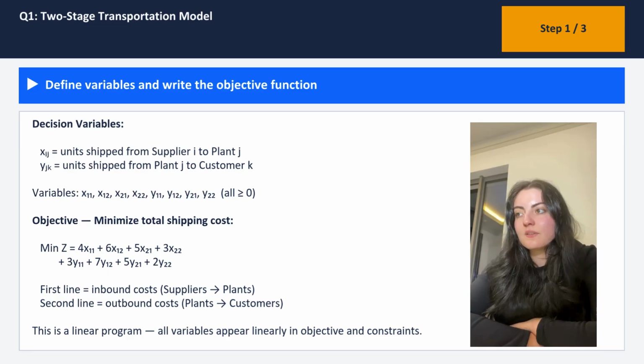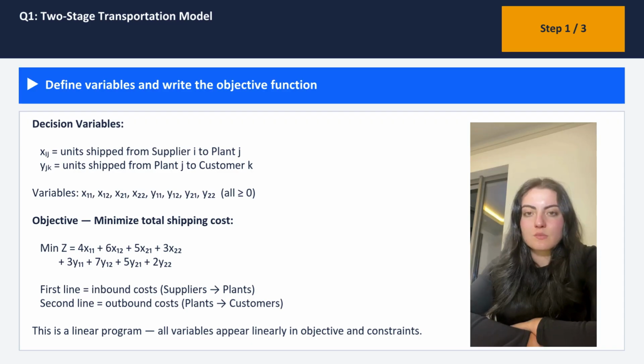Then we write the objective function, which is to minimize total shipping cost. The first part of the objective includes inbound costs from suppliers to plants, and the second part includes outbound costs from plants to customers. What is important here is that everything is linear, each variable appears at a unit cost, and the total cost is simply the sum of all route costs. So this is a standard linear programming objective.